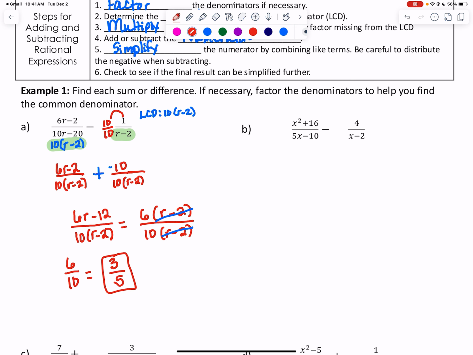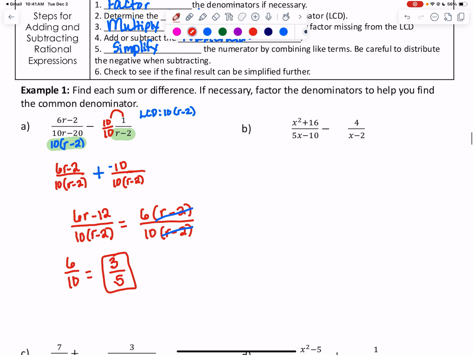All right, problem B. We want to first start out by factoring both denominators if necessary. So our first denominator here, I can factor out a 5, which will leave me x minus 2. My second denominator is x minus 2. That will not factor. So now for my LCD, I'm going to need a 5, and I'm going to need an x minus 2. All right, pause the video and try this problem from here on your own.